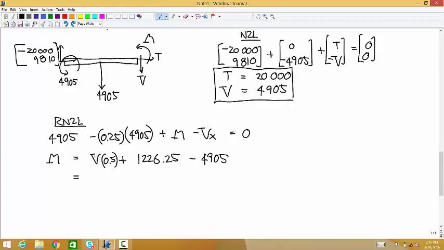So, why do you think it's wrong? Why did I think it was wrong? I just looked at it. I didn't see this 9810, so I thought I just said that V was equal to positive 4905 when it should be negative. But that's wrong. That 9810 is there. So that is right. So maybe all this is right.